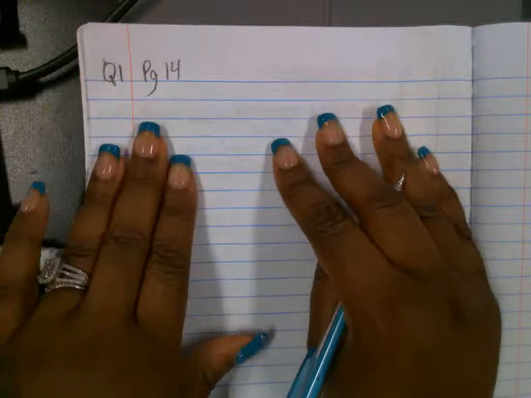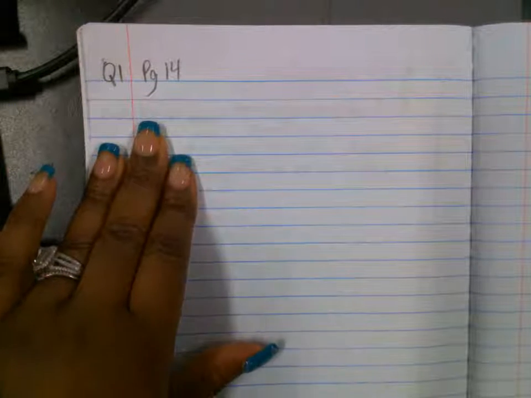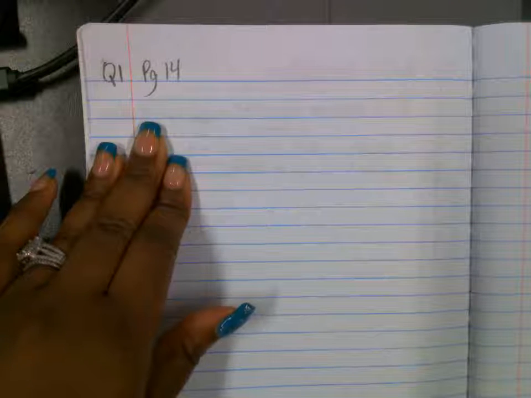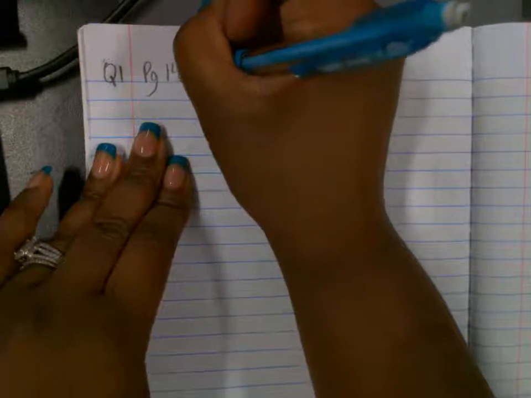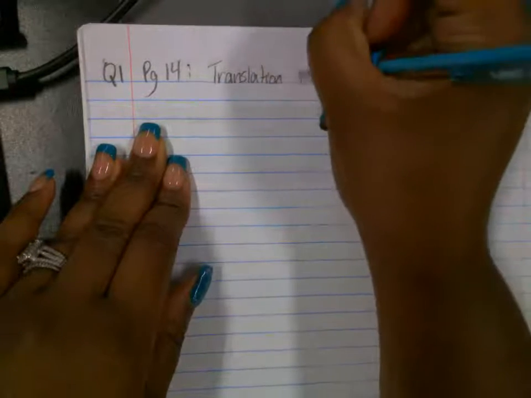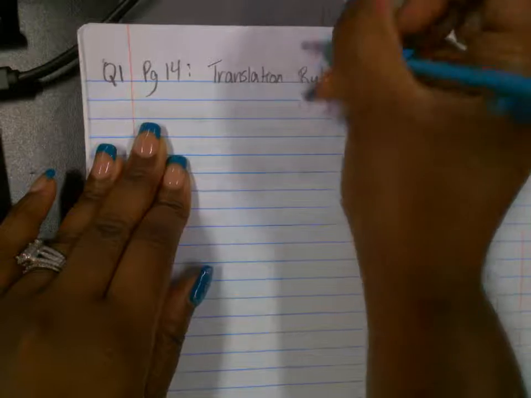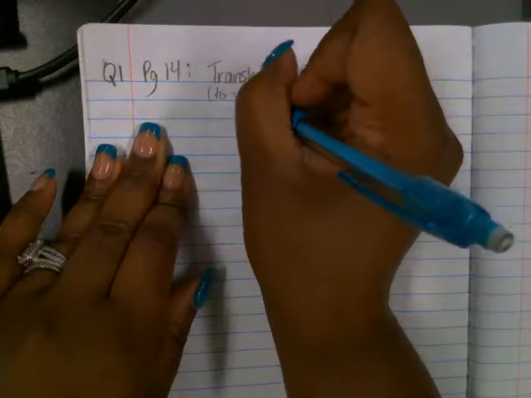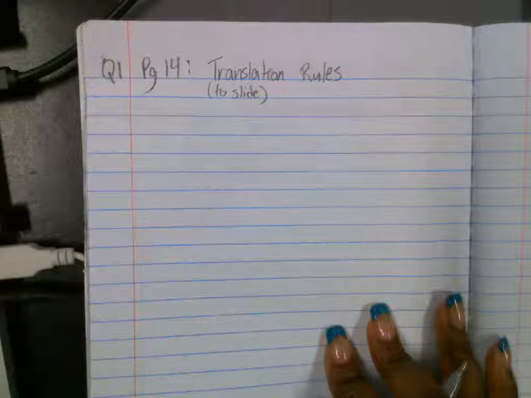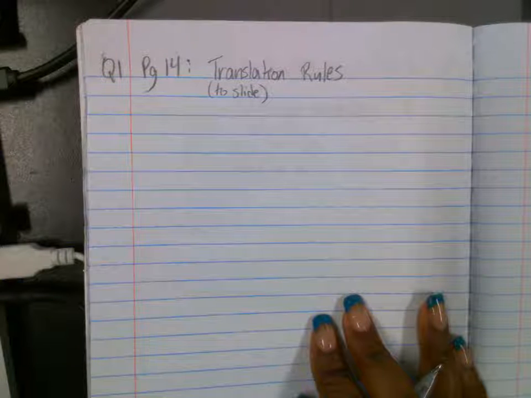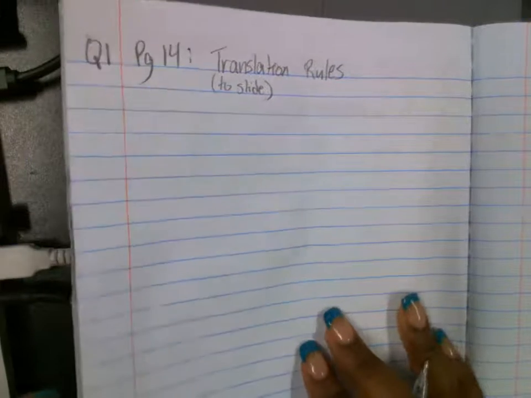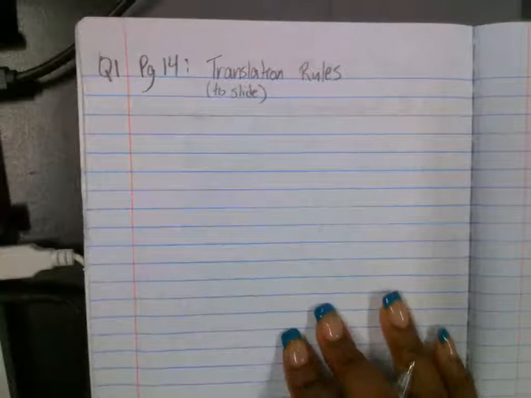Yesterday on the whiteboards, we worked on writing rules for translations, and we did a little table. We need to do that same kind of table in our notes so we can go back and study that if we need to. So we got translation rules. Remember, translation means to slide. That's what it means to translate. You're going to go left, right, up, down. You're going to slide on the coordinate plane. It's how you slide an object or a shape on a coordinate plane. Okay?